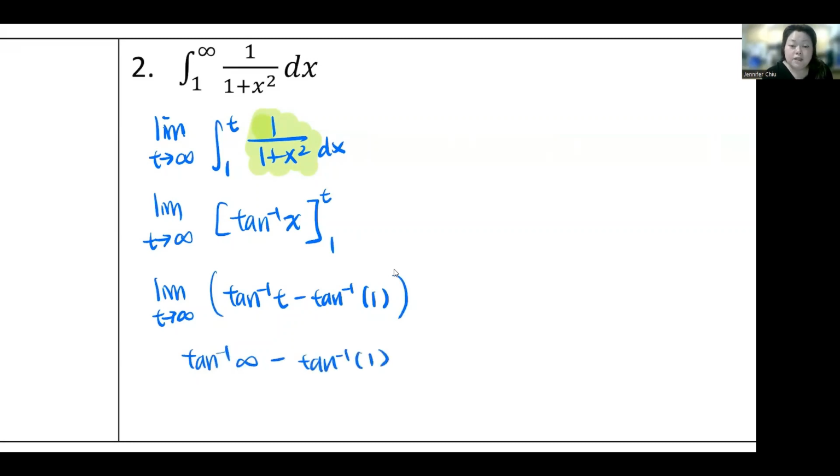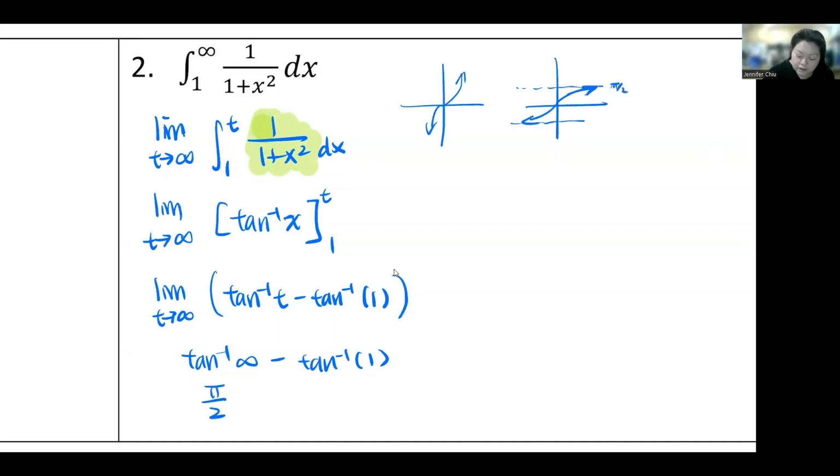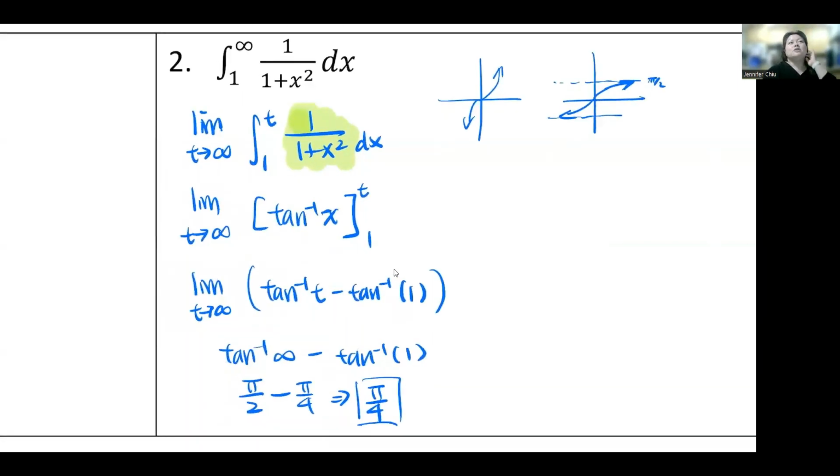So remind yourself of what the tangent inverse function looks like, right? A normal tangent function looks like this. A tangent inverse function is going to flip over the axis of y equals x. So it's going to look something like this. So you actually have asymptotes here and asymptotes here. So as x approaches infinity, it is approaching this asymptote of pi over 2. So this value is actually pi over 2. And tangent inverse of 1 is pi over 4. Therefore, my final answer is pi over 4 for this integral. Okay, again, kind of interesting because think about it. You're trying to go from 1 to infinity and it never ends, but it actually converges so that you get a final answer of pi over 4.